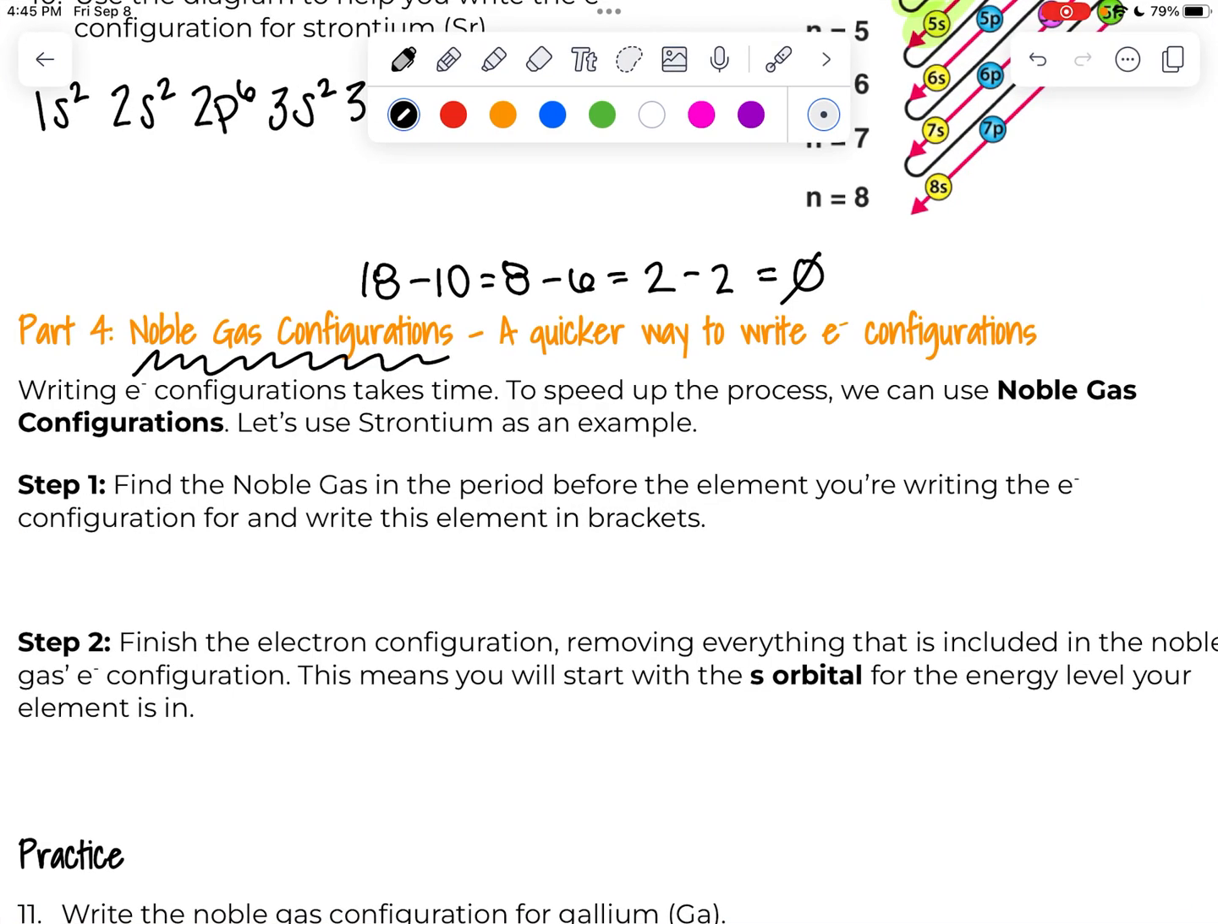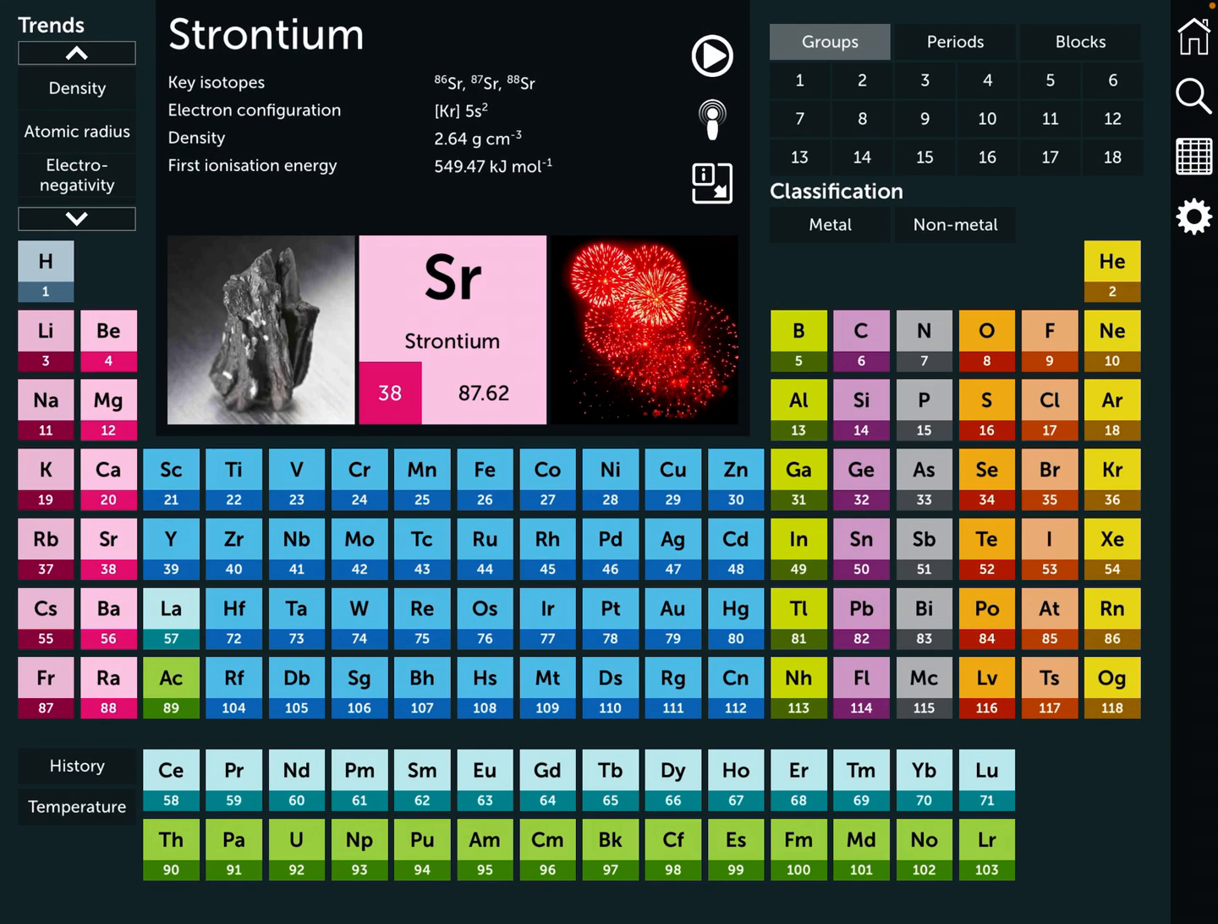So your first step to writing noble gas configuration is to figure out which noble gas is in the period before, key here, before the element that you're writing the electron configuration for. If I find strontium, strontium shows up in the 5th period of the periodic table, which means I'm looking for the noble gas in the 4th period. If I backtrack, that's going to be krypton, atomic number 36.